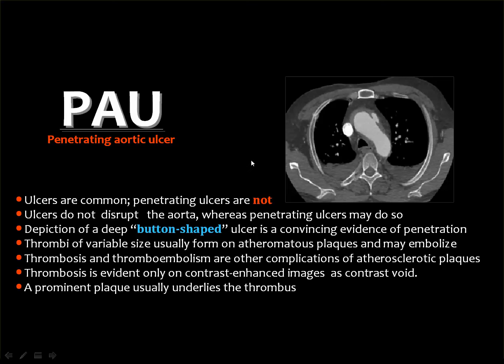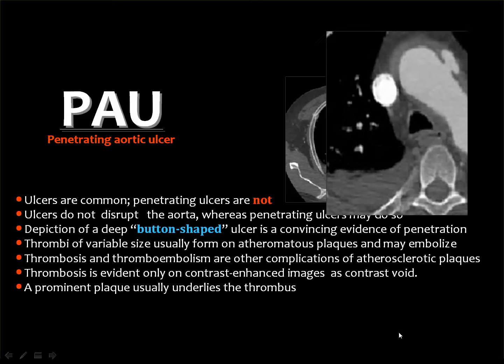Acute aortic syndromes are three: aortic dissection, penetrating aortic ulcer, and intramural hematoma. Then ulcers are common, but penetrating ulcers are not common. Ulcers do not disrupt the aorta, but the penetrating ulcers may disrupt the aorta. It usually appears as a button-shaped ulcer connected to the aortic lumen by a narrow neck, as you can see here. And thrombi of variable size may form on atheromatous plaque and may produce embolic symptoms.